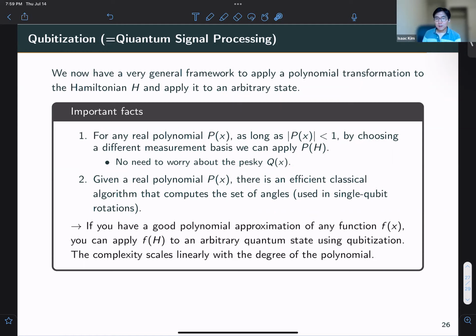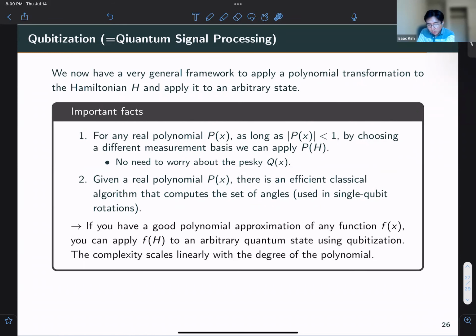And the second thing is, given a real polynomial P of X, there is an efficient classical algorithm that computes the set of angles that are used in these single qubit unitaries. If you think about it, there is a fixed unitary, which is the block encoding of the Hamiltonian, and there are variable unitaries, which are the single qubit rotations. And the shape and the precise polynomial is determined by these angles. So you might ask, given a polynomial, can I actually obtain these angles somehow? And I'm saying that the answer to this question is yes. And there's even an open source software that solves this problem.